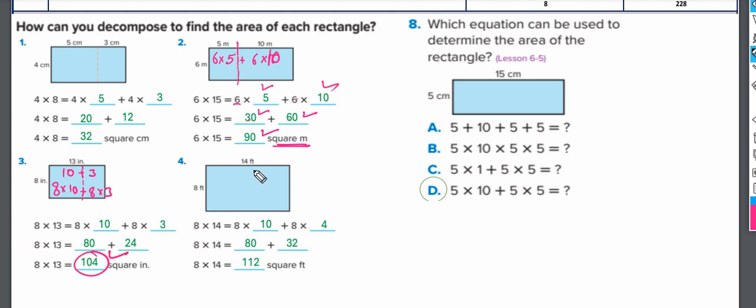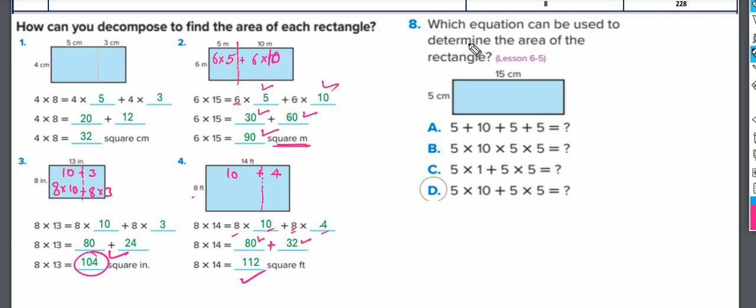Here you have 14. How will you decompose it? 14 you can decompose as 10 plus 4. So 8 times 10, 8 times 4. 8 times 10 is 80 plus 8 times 4 is 32, and that's your answer.